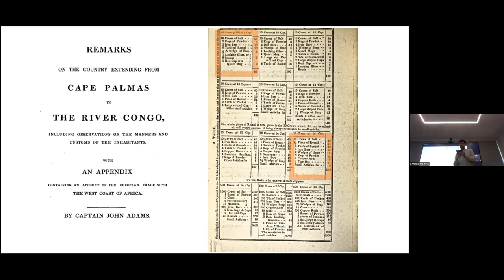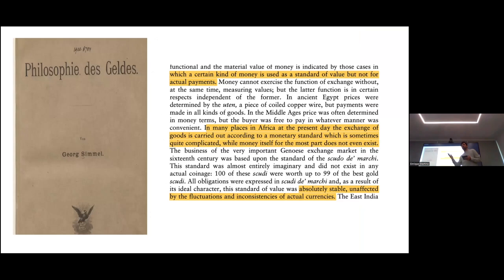And this imaginary unit is quite complicated. Even Simmel, the great philosopher of money, notes that it's very complicated, when money is used just as the standard of value, but not for actual payment. There's no coin, there's no material embodiment of the value, because the function of money is independent, to act as a unit, as a measure of value.